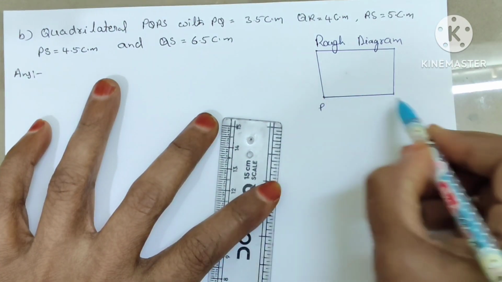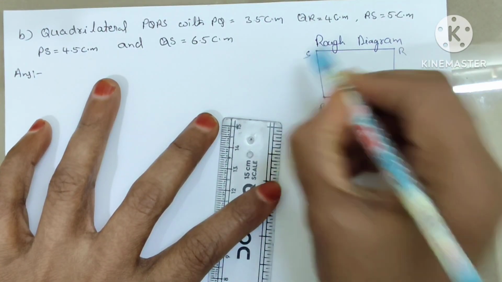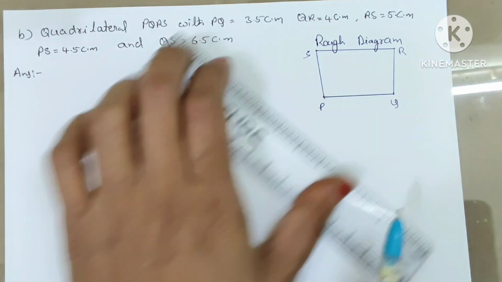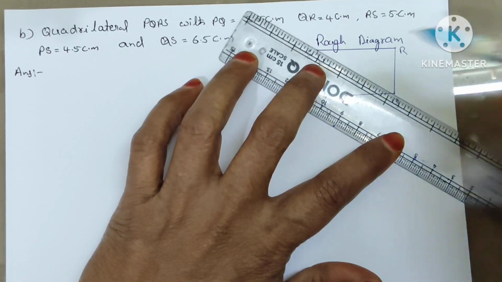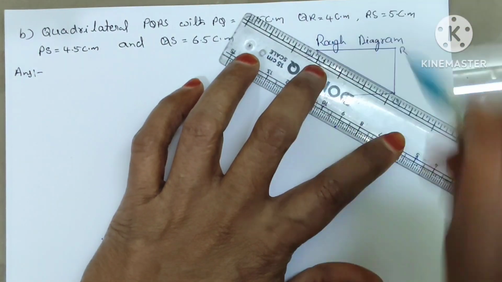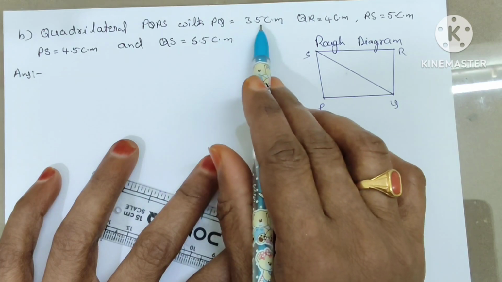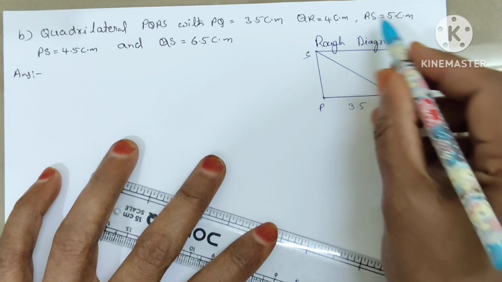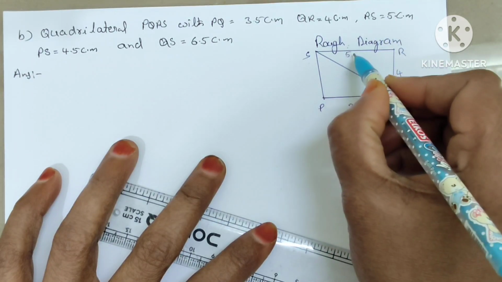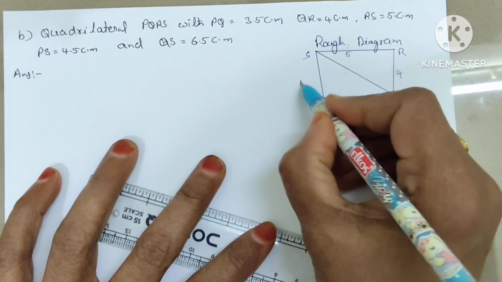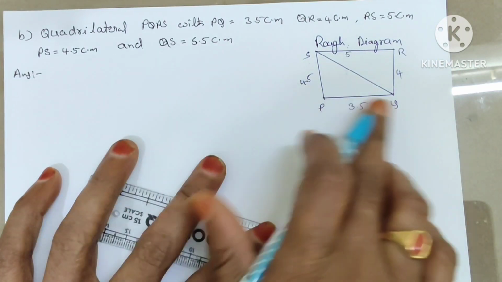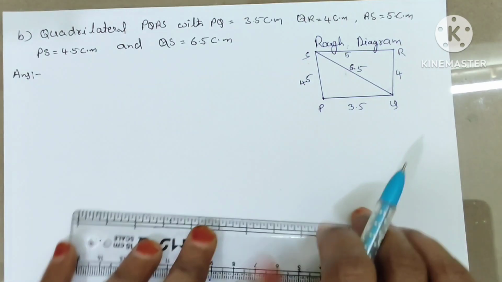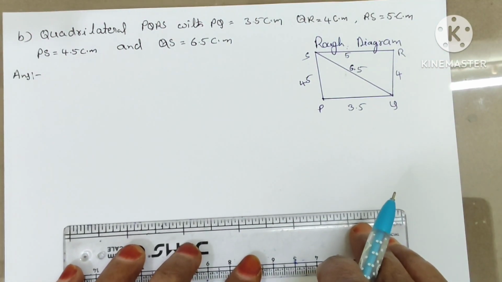Now here PQRS. PQRS means here QS diagonal. The diagonal is like this. QS. Now join these two points. Here PQ equal to 3.5, QR 4 centimeters, RS 5 centimeters. Next PS equal to 4.5 centimeters. QS equal to 6.5 centimeters. These are the measurements. Now we draw the diagram.